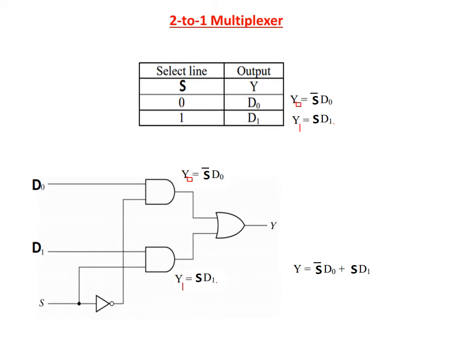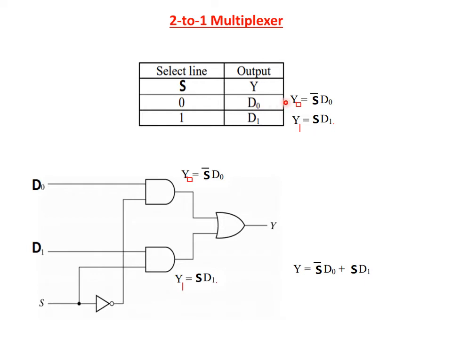The selection line is represented as S. Now this is the function table or truth table of 2 to 1 multiplexer. Here we have one selection input and one output. The selection input is 1, so we can make two possible combinations. The combinations are 0 and 1.